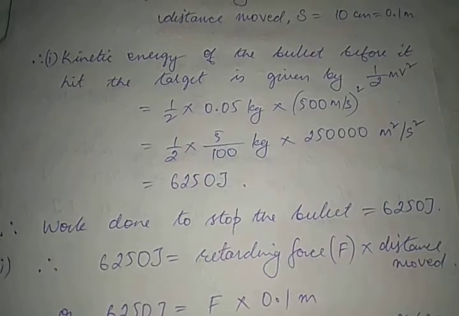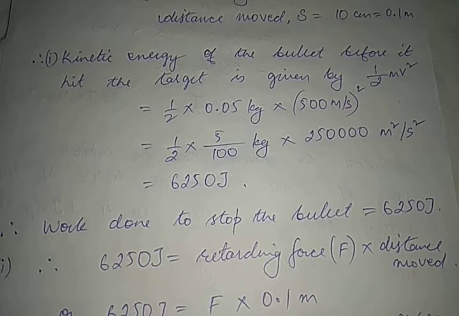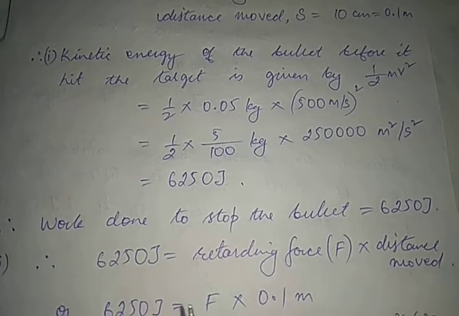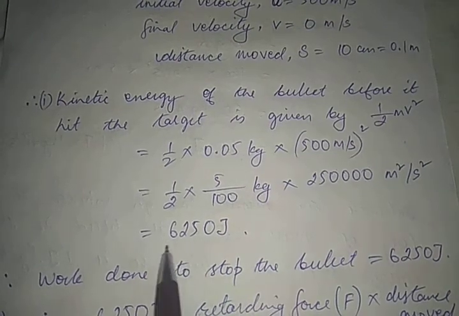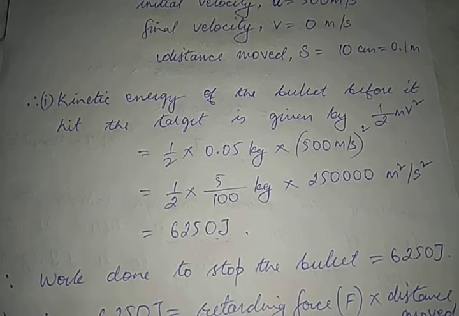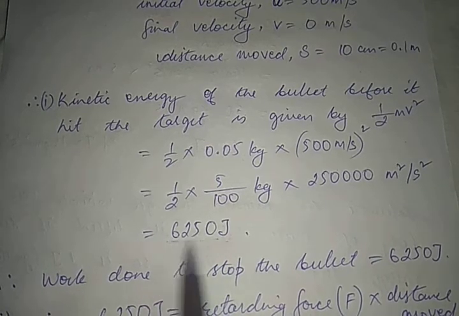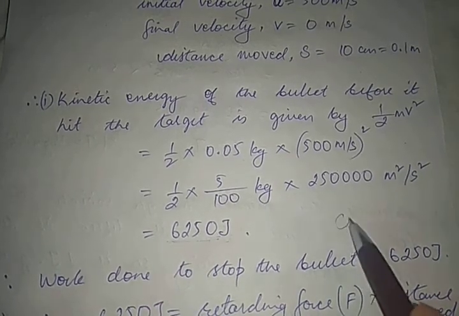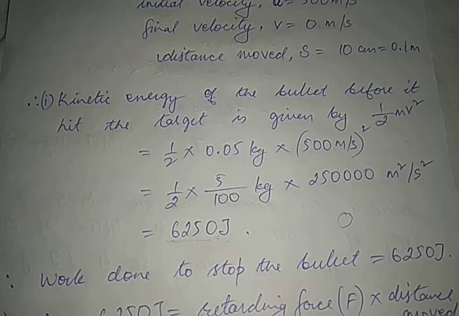Okay, so work done to stop the bullet therefore is 6250 joules, because before you hit the target, the bullet had kinetic energy this much and its final kinetic energy was 0. So there is a change in kinetic energy from this value to 0. Now to stop that bullet from when it possessed this amount of energy to when it possessed 0 kinetic energy, there had to be work done.